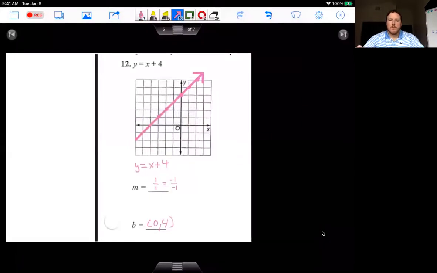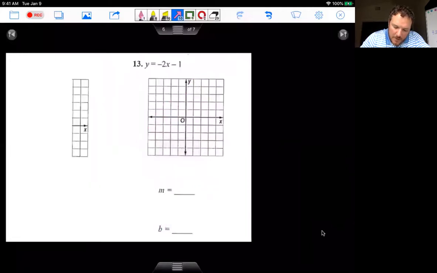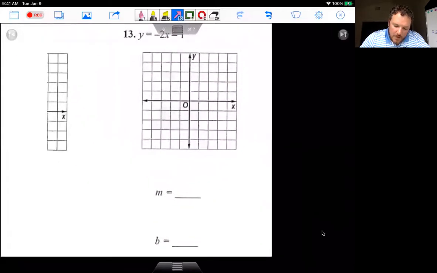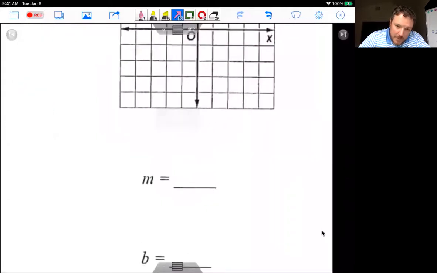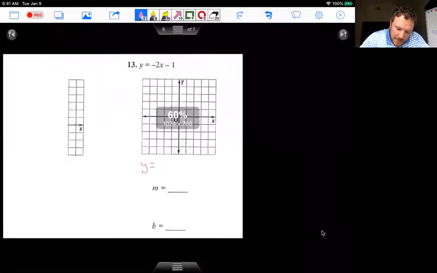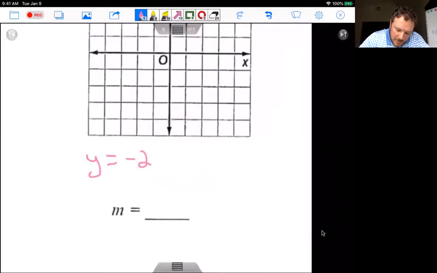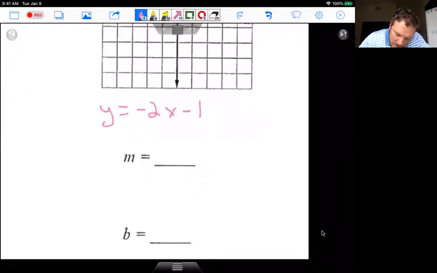So next problem, number 13. I'm going to rewrite this down here again so we can see it better. Y equals -2x minus 1. So my slope is -2. So when I graph that, I need to write that as -2 over 1. Okay, so I'm down 2, right 1, down 2, right 1.